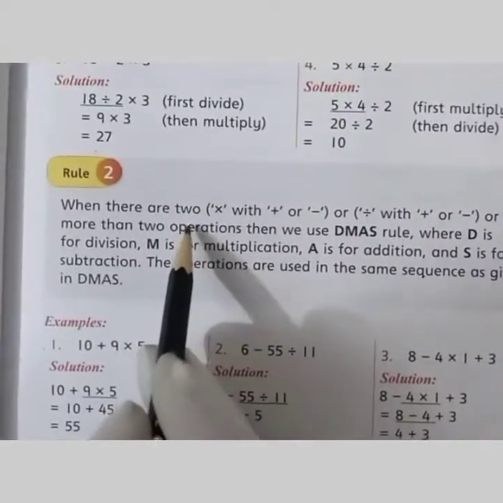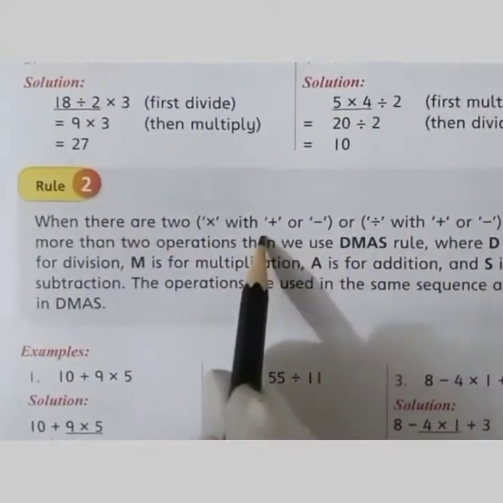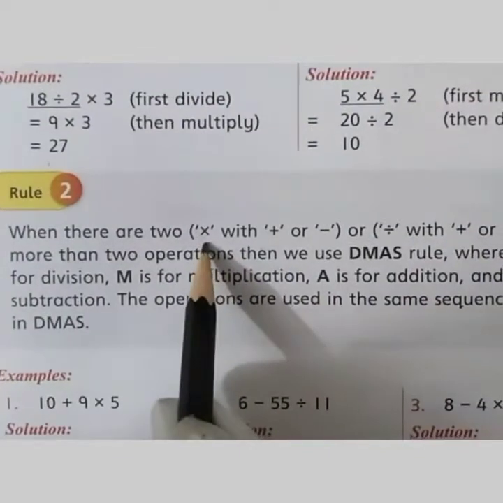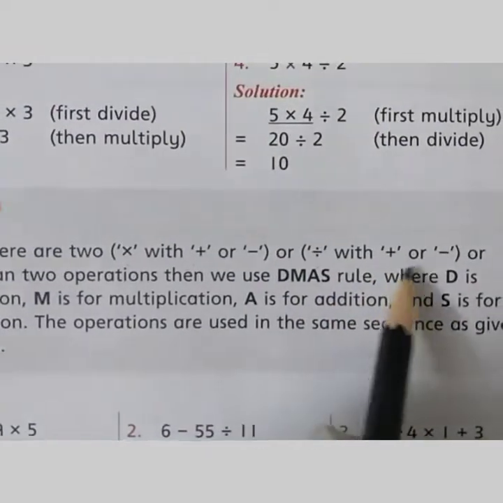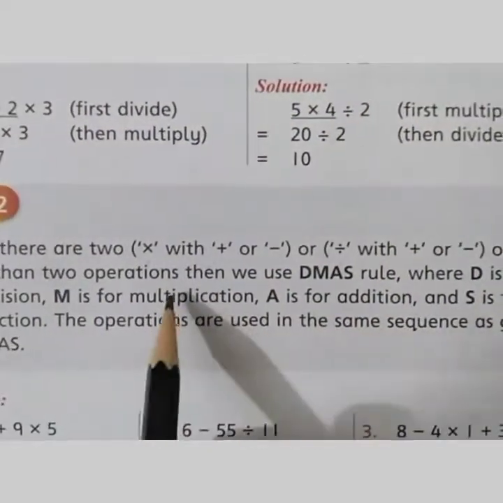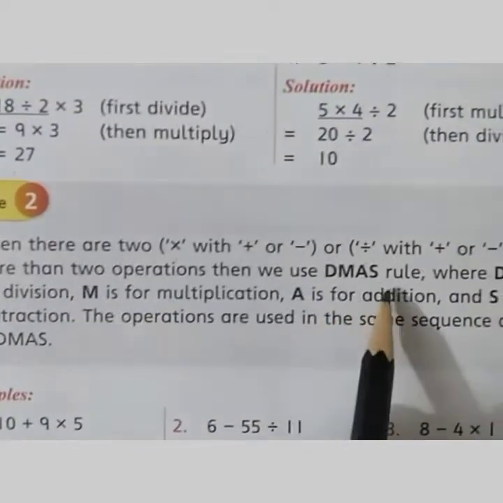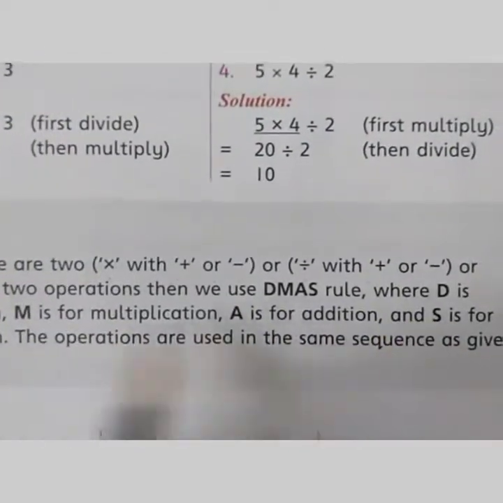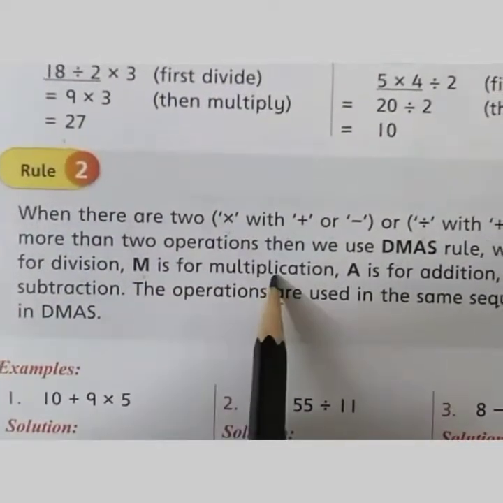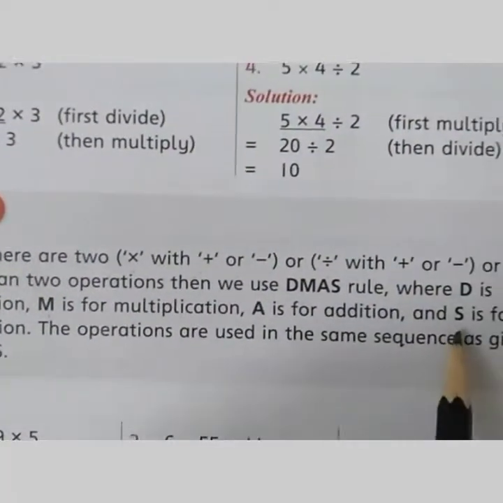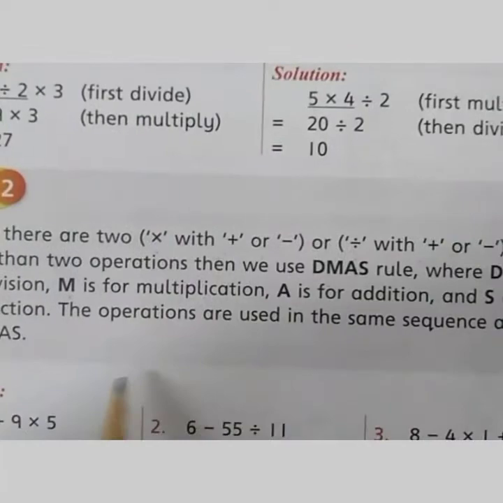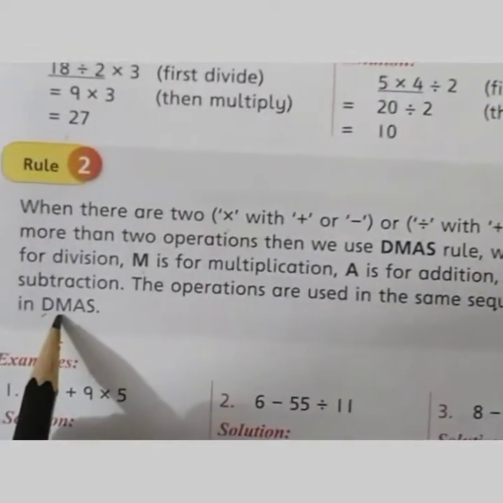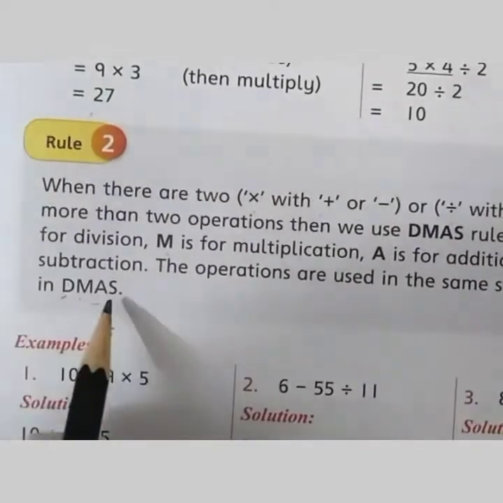Now rule 2. When there are more than 2 operations, if we have multiplication with addition or subtraction, or division with addition or subtraction, then we use the DMAS rule, where D is for division, M is for multiplication, A is for addition and S is for subtraction. The operations are used in the same sequence. First we divide, then multiply, then add, then subtract.